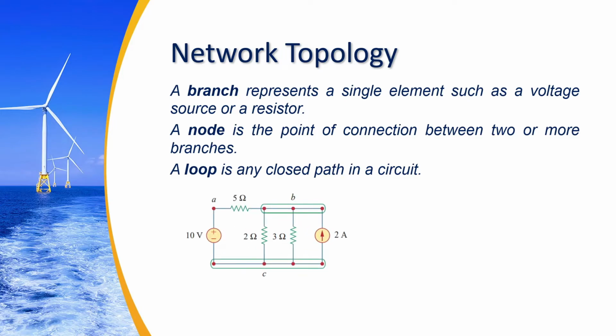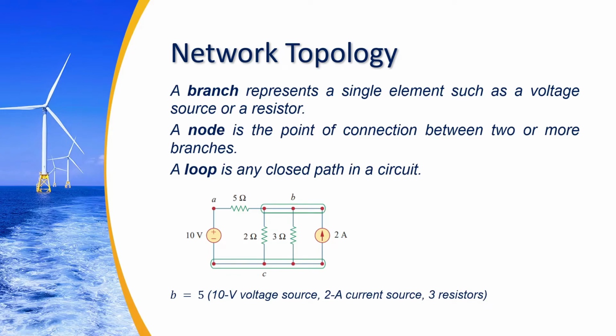So, the branches, we have 5. What are they? We have a 10 volt voltage source. We have a 2 amp current source. And we have 3 resistors: the 5 ohm, 2 ohm, and 3 ohm. So, they are our branches.